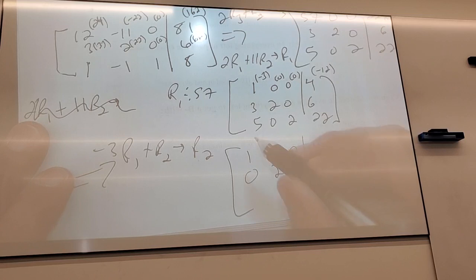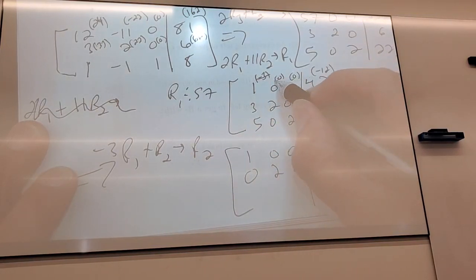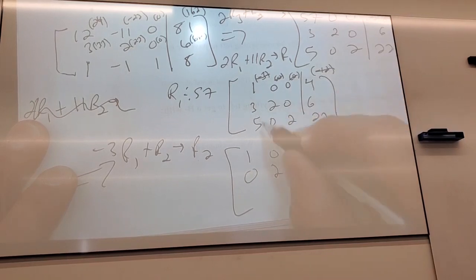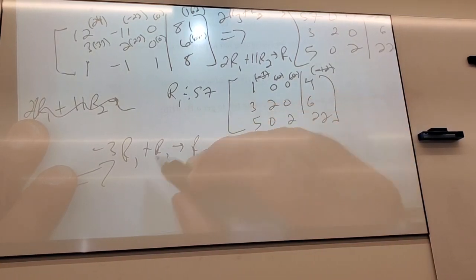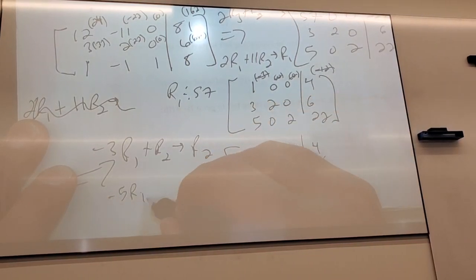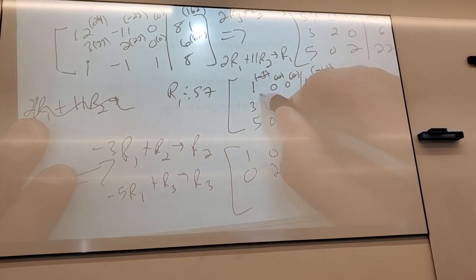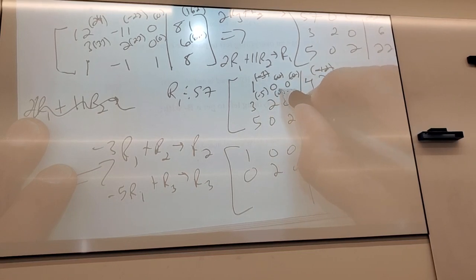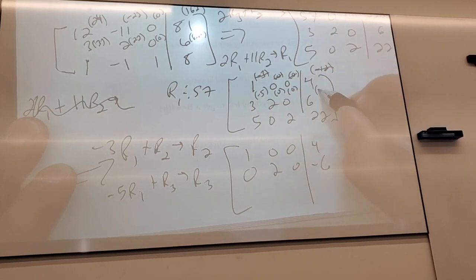Okay. How do I kill that 5? Same idea, right? So I'm done with these. How do I kill that 5? Multiply row 1 by -5, to turn the 1 into a -5. Good. So if I multiply by -5, you get -5, 0, 0, -20.